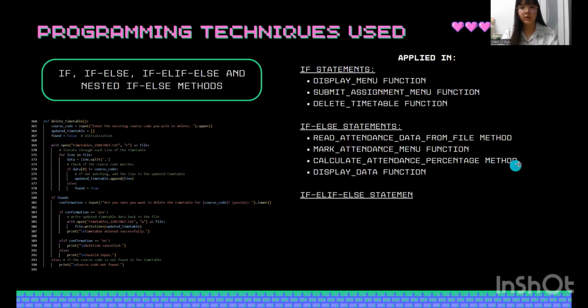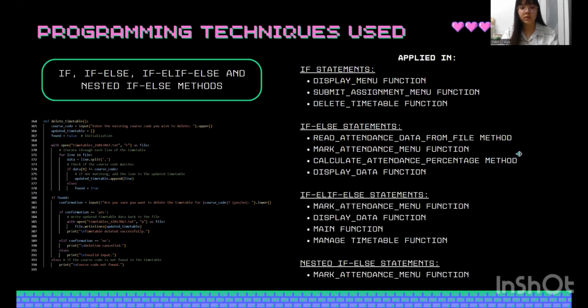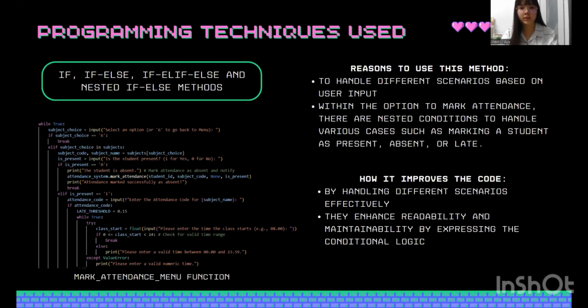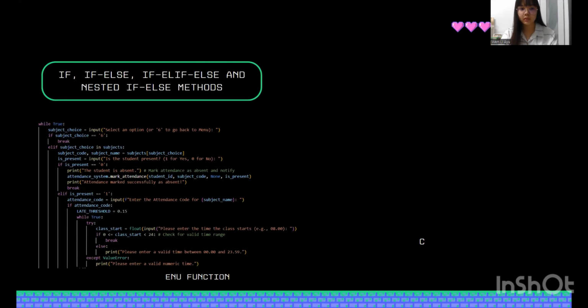We use different programming techniques in the code, such as conditional statements. For example, if else, and nested if else methods. I shall be going more in depth into the mark attendance menu, which I helped code. The reason we use the nested if else method in the mark attendance menu is to handle different scenarios based on the user input. It improves the code by handling different scenarios effectively, as it can enhance readability and maintainability.